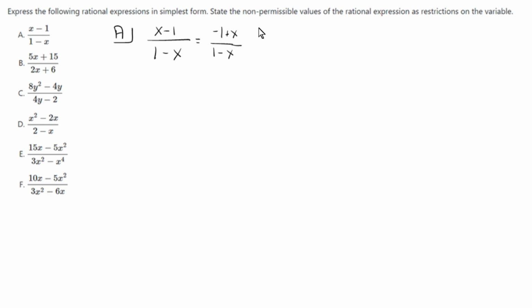And now in the numerator, we factor out a negative 1. So it's simply going to be negative times positive 1 minus x. And now we can see that we can cancel those two binomials, and we're left with just negative 1. In terms of the restrictions, the non-permissible values here, there's only one, and it's going to be 1, because if x equals 1, if we plug it in here, 1 minus 1 is 0, which is not permitted.